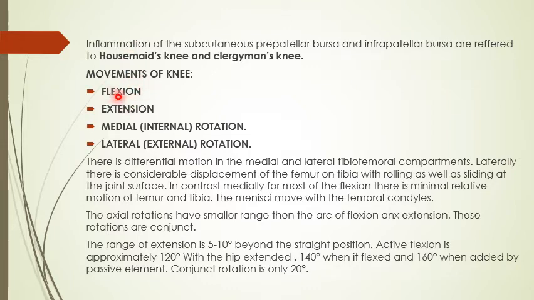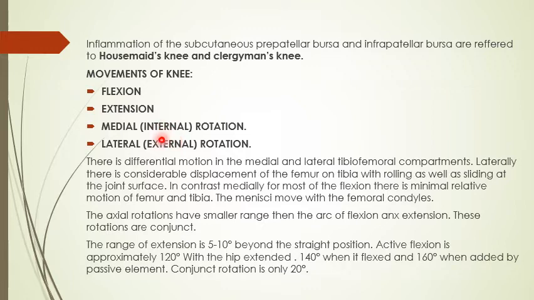Two movements occur, flexion and extension. Next is the slight degree of medial rotation and lateral rotation. This occurs when the knee is flexed. When the knee is flexed, the tibia can rotate medially and undergo a slight degree of lateral rotation.